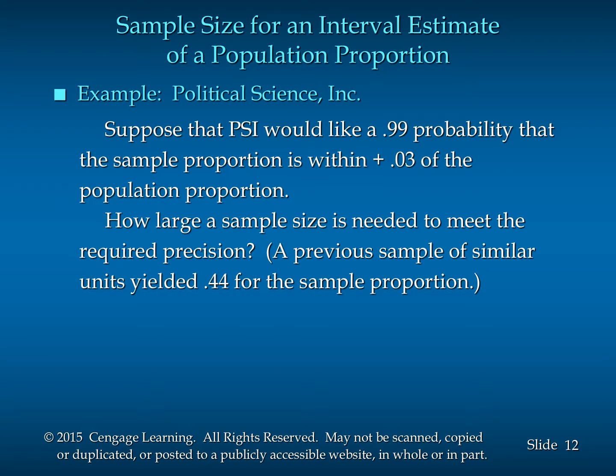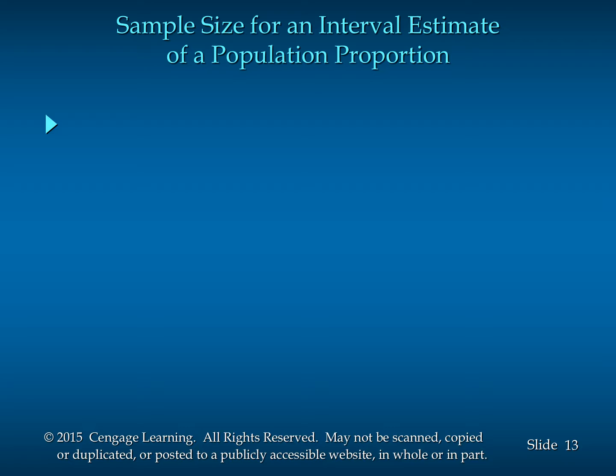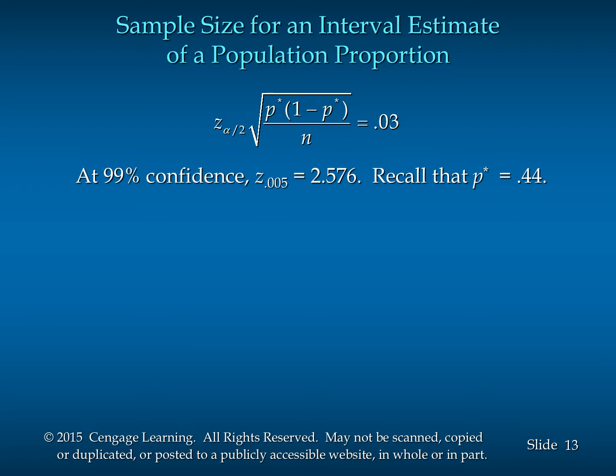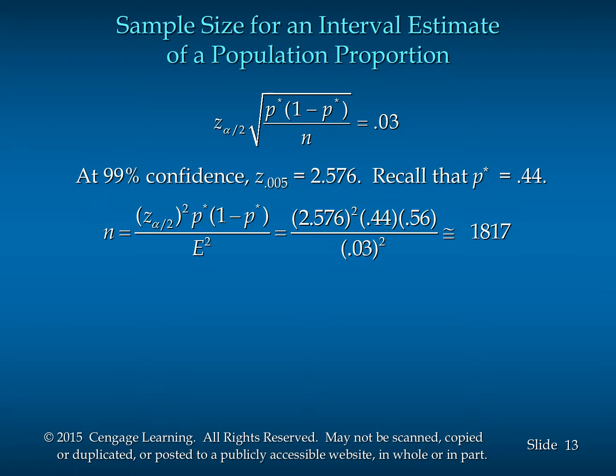So back to our survey example. Suppose we would like a 99% probability that the sample proportion is within a margin of error plus or minus 0.03. What sample size do we need? Working the formula for margin of error in reverse, it shows we would need a sample size of 1,817.